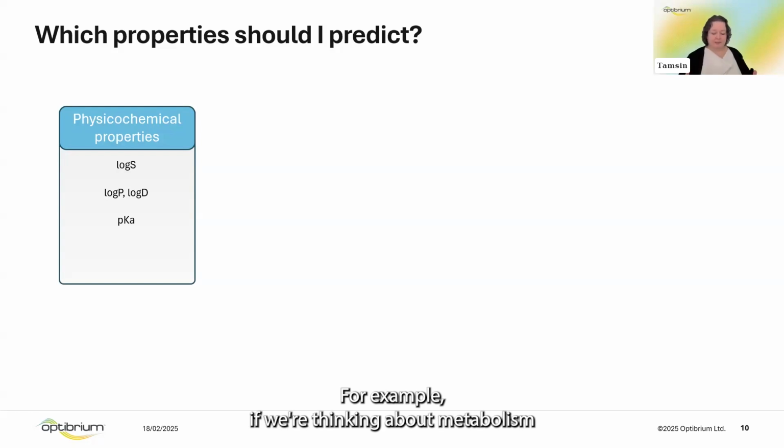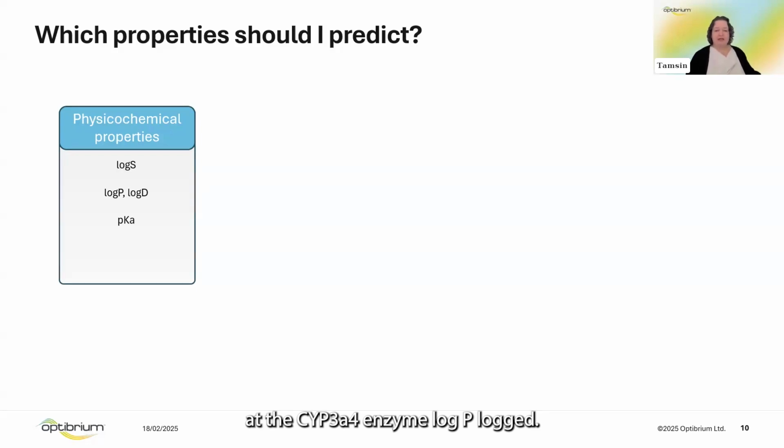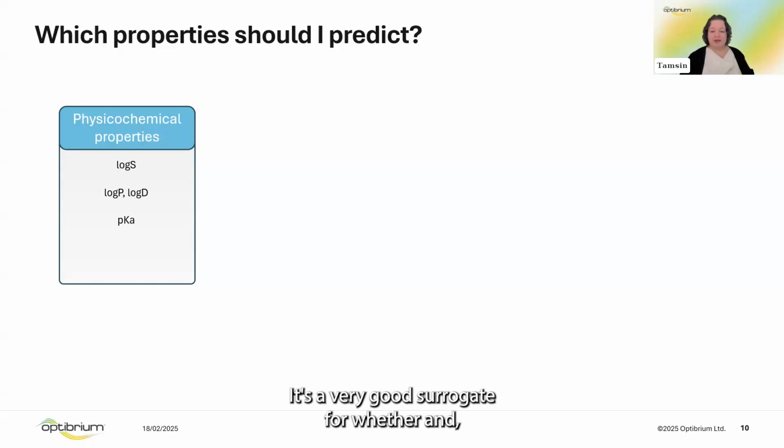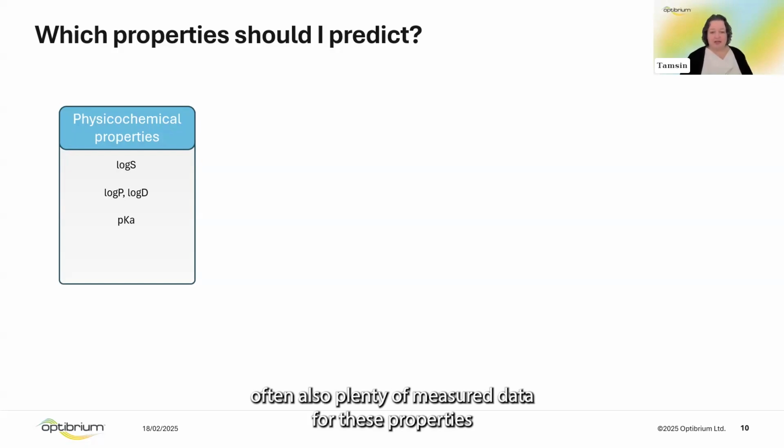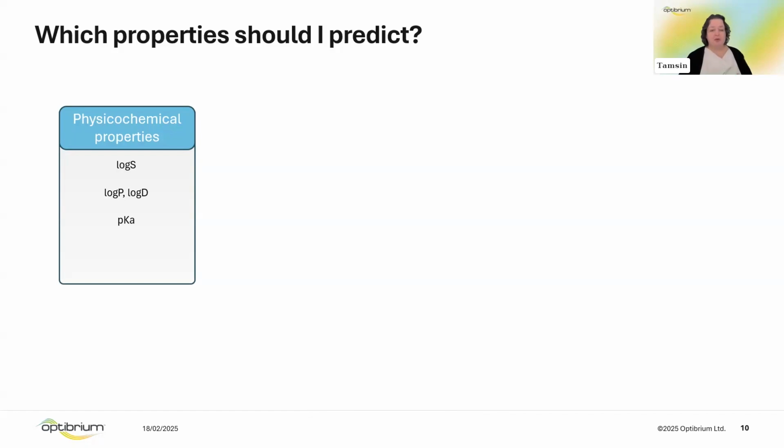For example, if we're thinking about metabolism, the CYP3A4 enzyme, log P, log D is a very good surrogate for whether a compound is likely to be metabolized. There is often also plenty of measured data for these properties from which you can build a model.